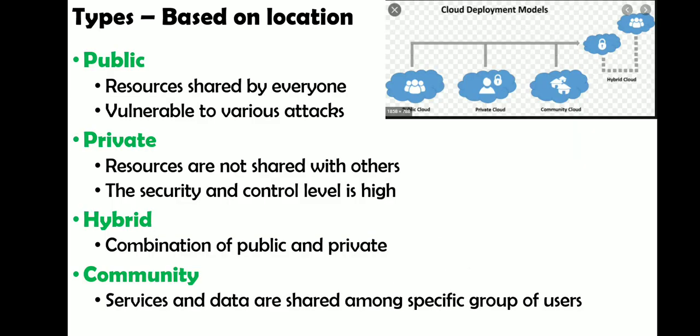And there are different types of cloud computing: public, private, hybrid, and community. Based on the resources you are going to use and want to share, you may choose the cloud. Public means resources shared by everyone, and it is vulnerable to various attacks. Private means resources are not shared with others; you may have high control over your data. Hybrid is a combination of public and private. Community means services and data are shared among a specific group of users.